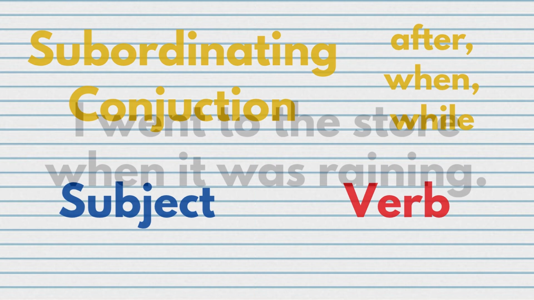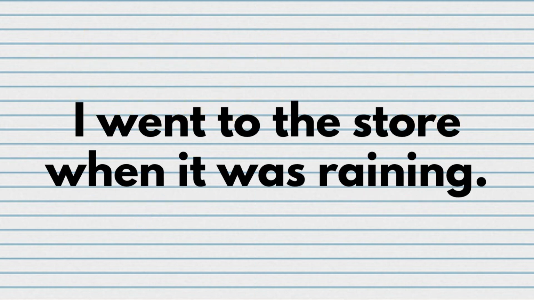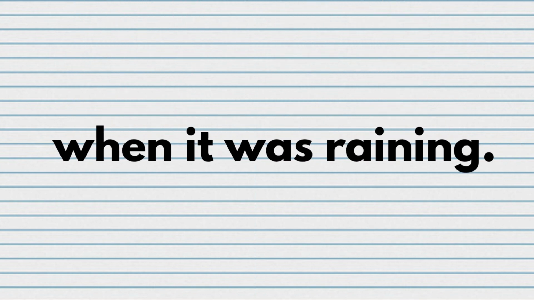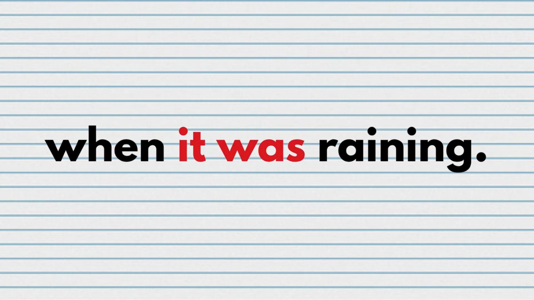For example, take the sentence, I went to the store when it was raining. I went to the store is independent with a subject and verb. It could be its own sentence. When it was raining is a dependent with a verb but no subject due to the subordinating conjunction. That could not be its own sentence.